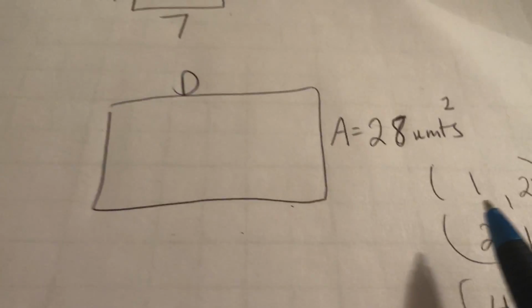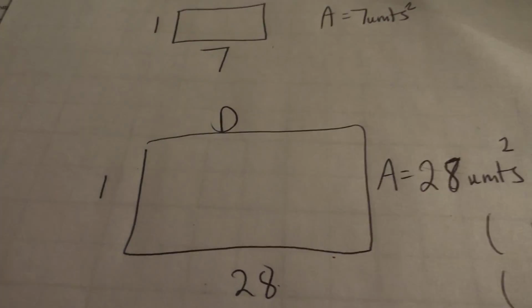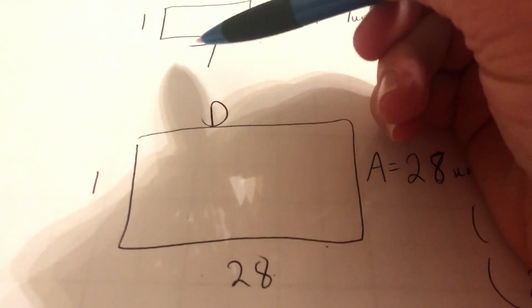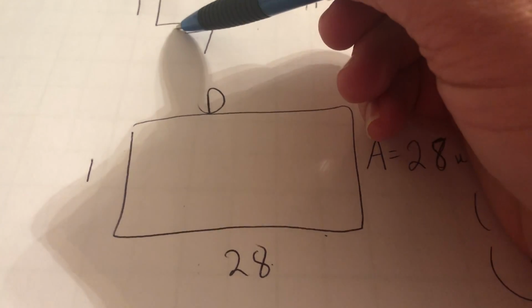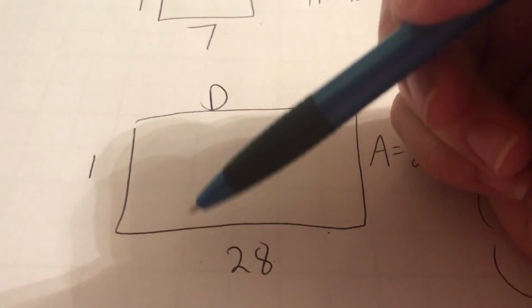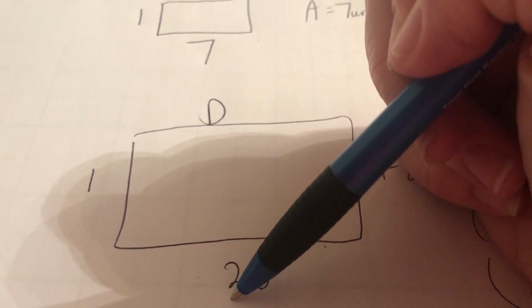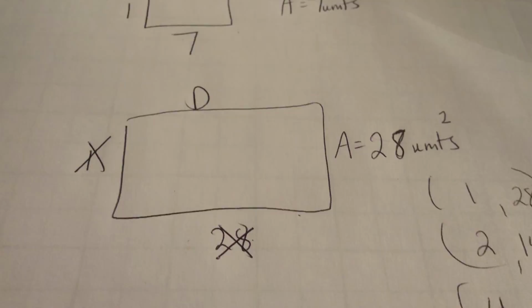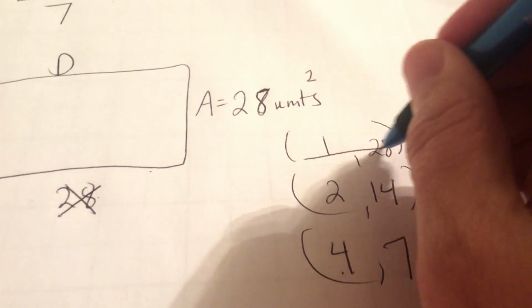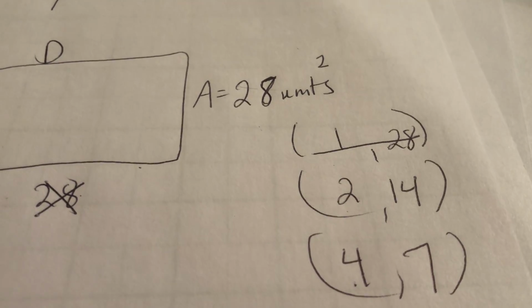Let's think about 1 and 28 for a minute. If I put 1 and 28 there, what do I multiply 1 by to get 1? Well, I just times it by 1. But can I say 7 times 1 and get 28? No. Then there's no scale factor that would work for that set of factors. So I know that that's not the dimensions.